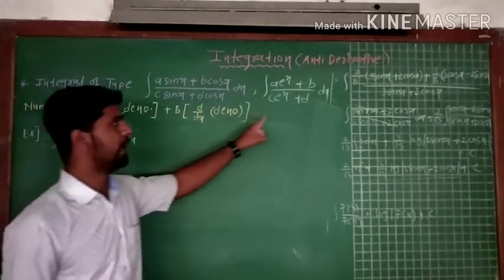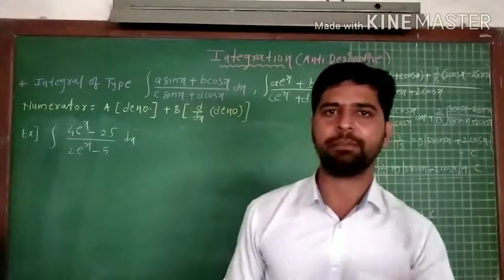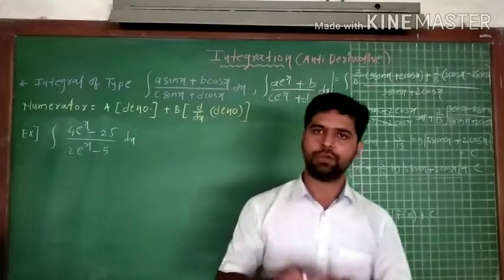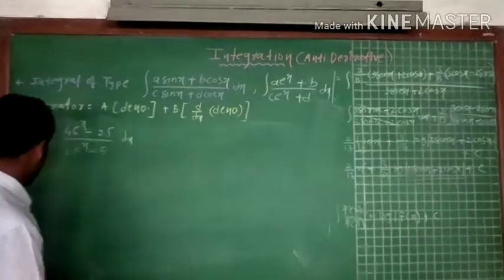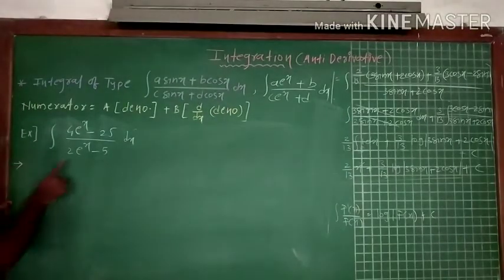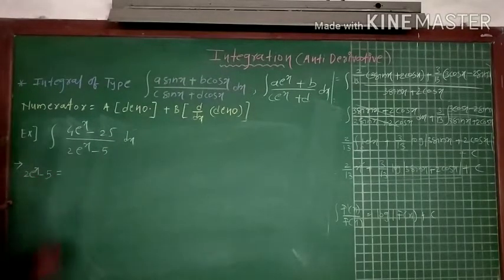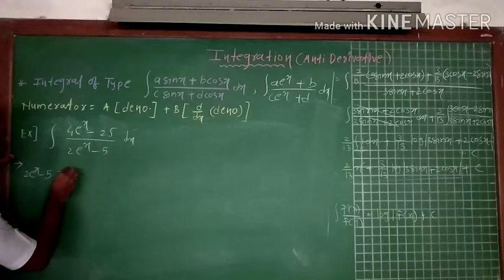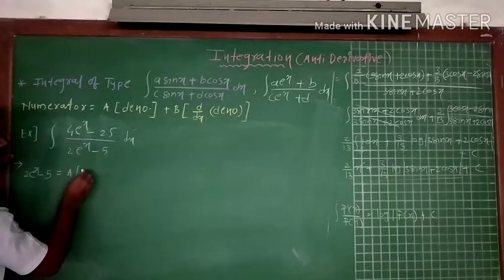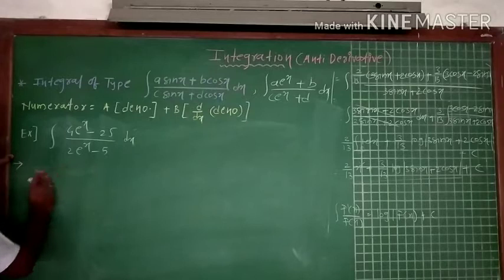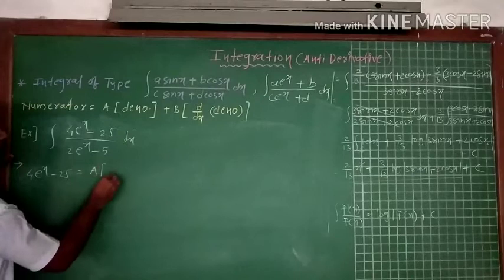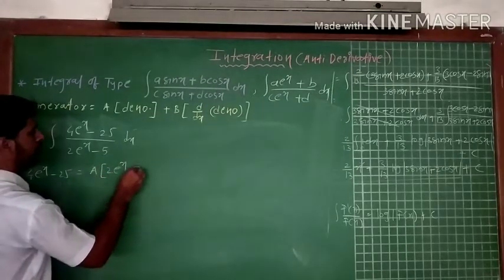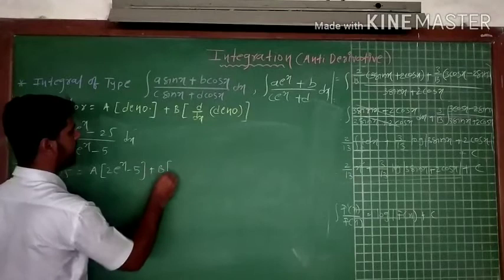Here also our target is to find the values of a and b by replacing the numerator by a into the denominator plus b into the derivative of the denominator. So let's see how to do that. The numerator, 4e^x − 25, we have to replace by a into the denominator, 2e^x − 5, plus b into the derivative of the denominator.